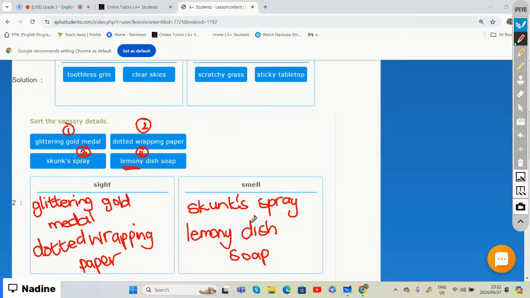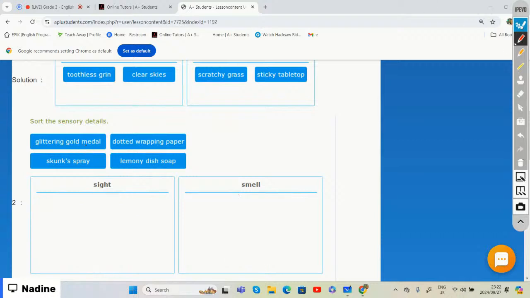Like a glittering gold medal. A gold medal is something that I can see. I cannot smell a gold medal. The same with dotted wrapping paper. It's not like they're saying it is a strawberry dotted wrapping paper. If they were to give us a specific flavor, then by all means, it will go under smell. All right, let's do one more, then we're going to a test.